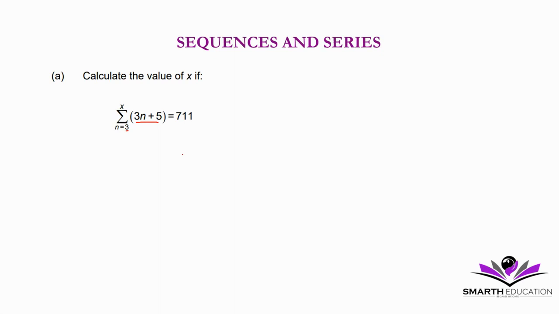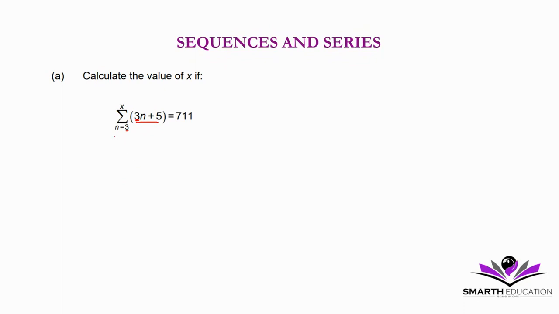Okay, so now what we have to do is to find the first 3 terms. We'll substitute 3 and substitute 4 and substitute 5. That will give us the first 3, and then from there we can get our first term and our difference. But anyway, we can see from this our difference should be 3. The coefficient of n there will give us the difference.